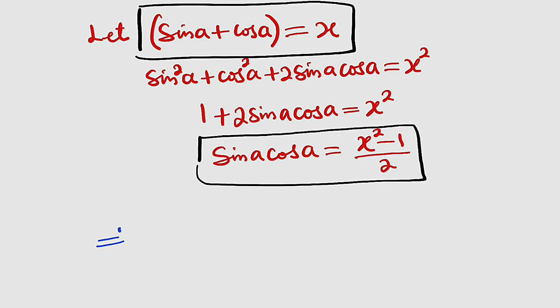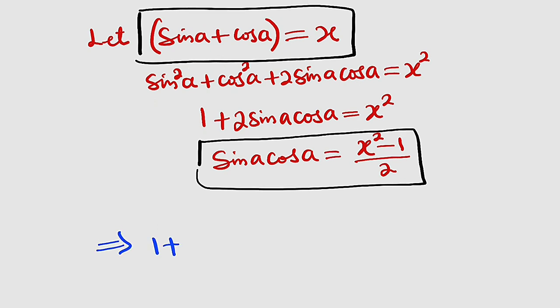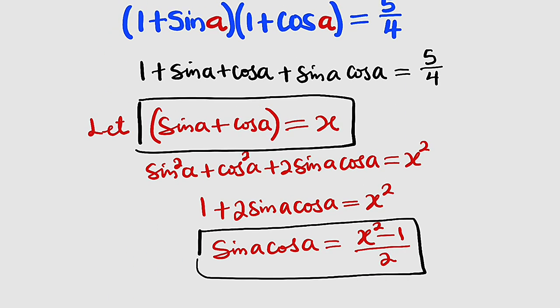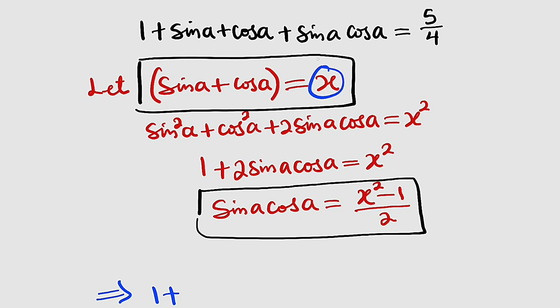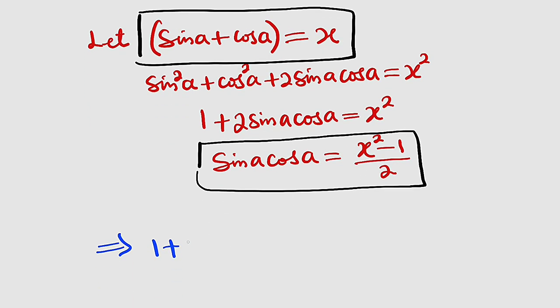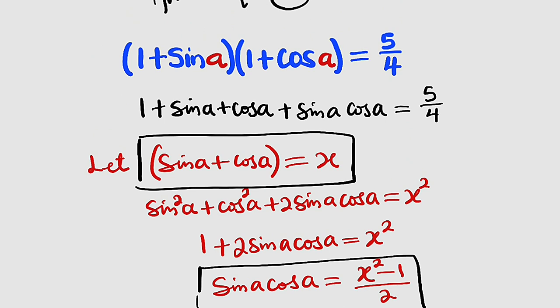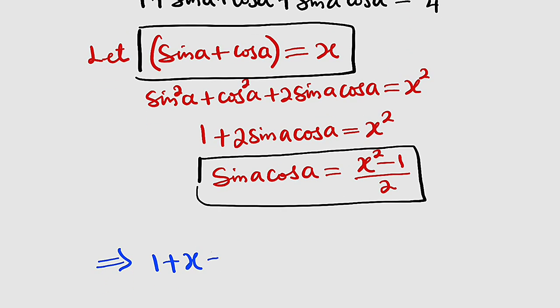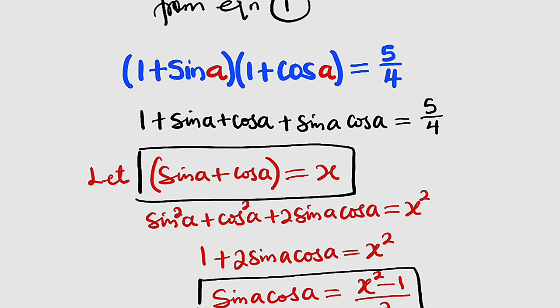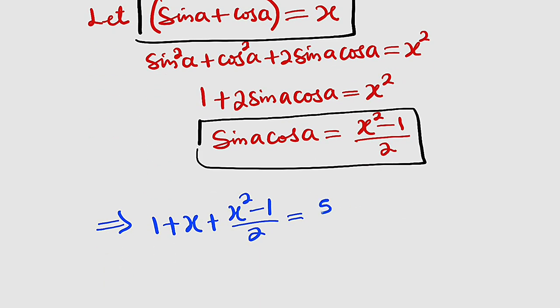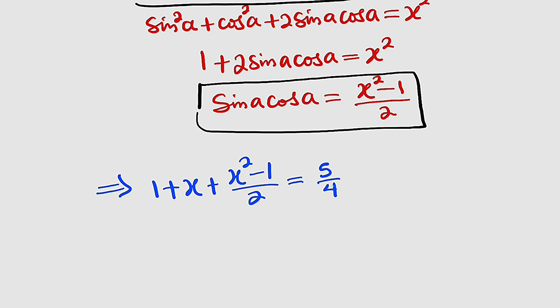So this implies that 1 plus, what do we have next, is sin A plus cos A, which is x, right? We have substituted that with x. Then what else? The product is (x squared minus 1) divided by 2, which is right here. Then everything equal to the right hand side, which is 5 divided by 4. So now let us multiply every single term by 4 just to clear the fractions.